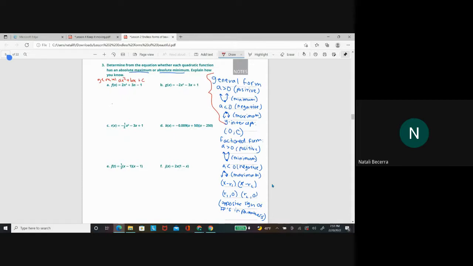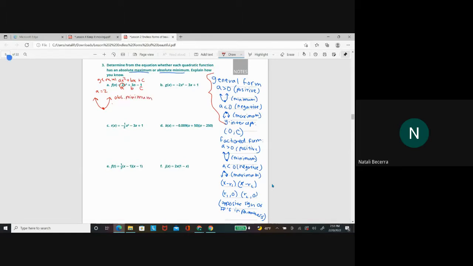Is it going to be a maximum or a minimum? Well, look at your A. This is A, this is B, this is C. The A right here is a 2. This is a positive 2, right? If it's a positive 2, so A is 2, that means it's going to be concave up. The curve is at the bottom, so this is an absolute minimum.